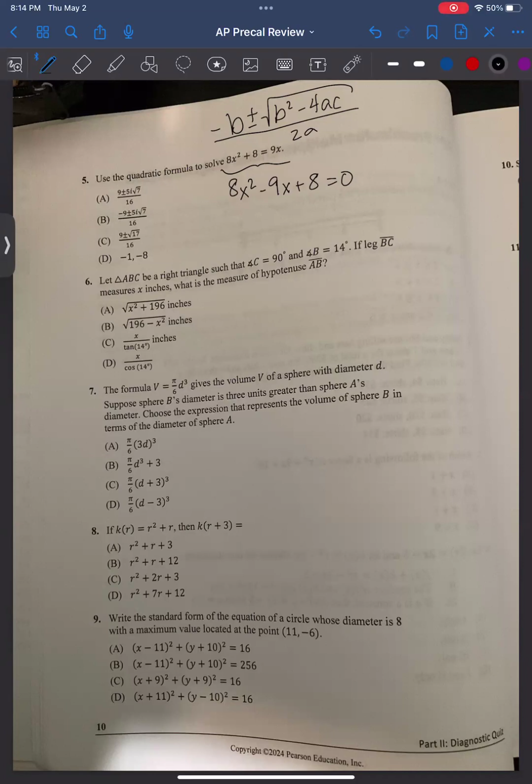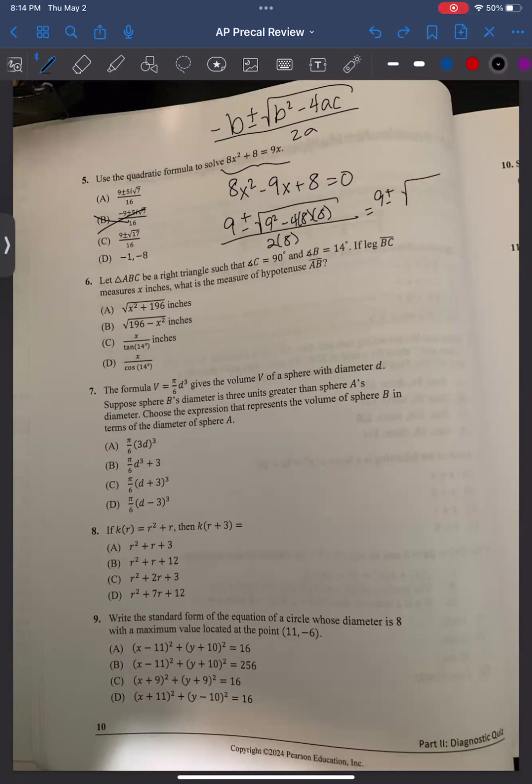Now that's done, I could just go ahead and plug it in. So negative and a negative give me a positive 9. So automatically, B is out, done. So 9 plus or minus the square root of 9 squared minus 4 times 8 times 8, all divided by 2 times 8. So 9 plus or minus square root, 9 squared is what?